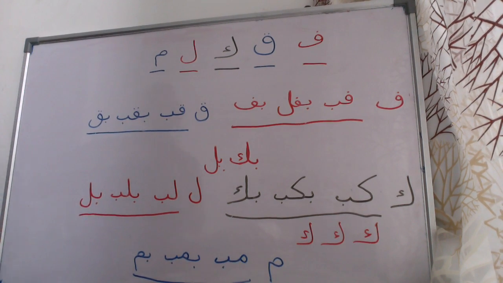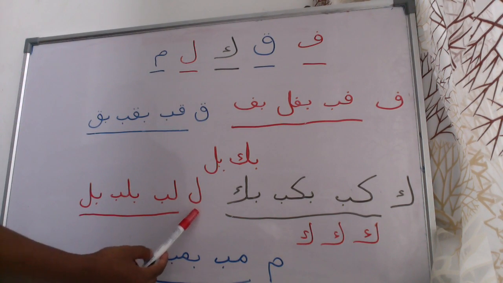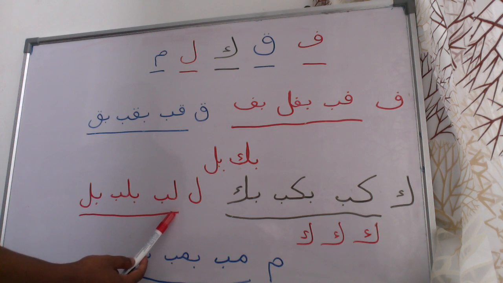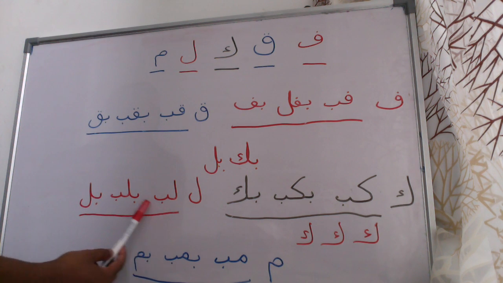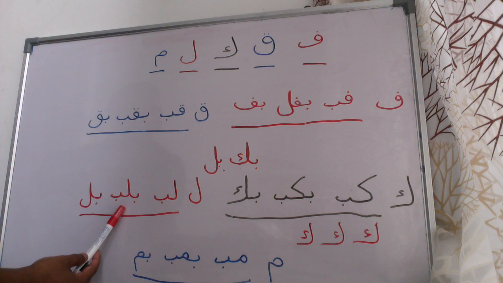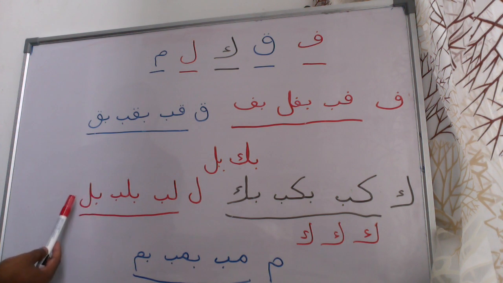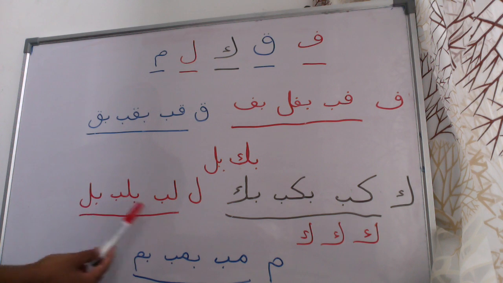Okay, and this is a lam alone, a lam in the beginning of a word. So this is connected to the ba, and this is a lam in the middle between the ba here and the ba here, and this is the lam at the end, so the tail comes back around. Okay, so lam in the beginning, in the middle, and in the end.